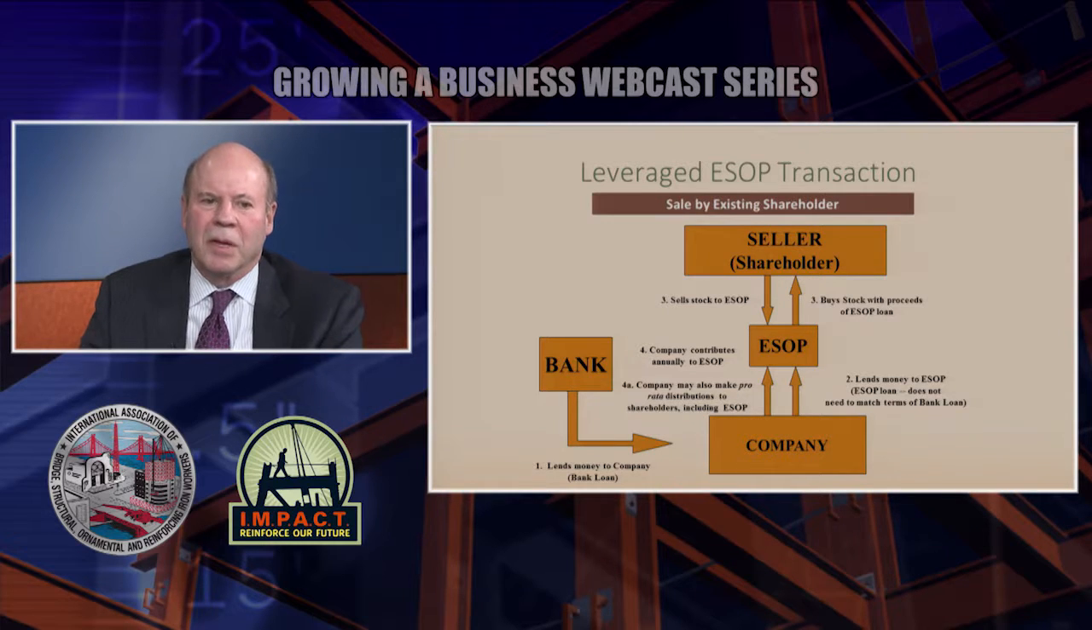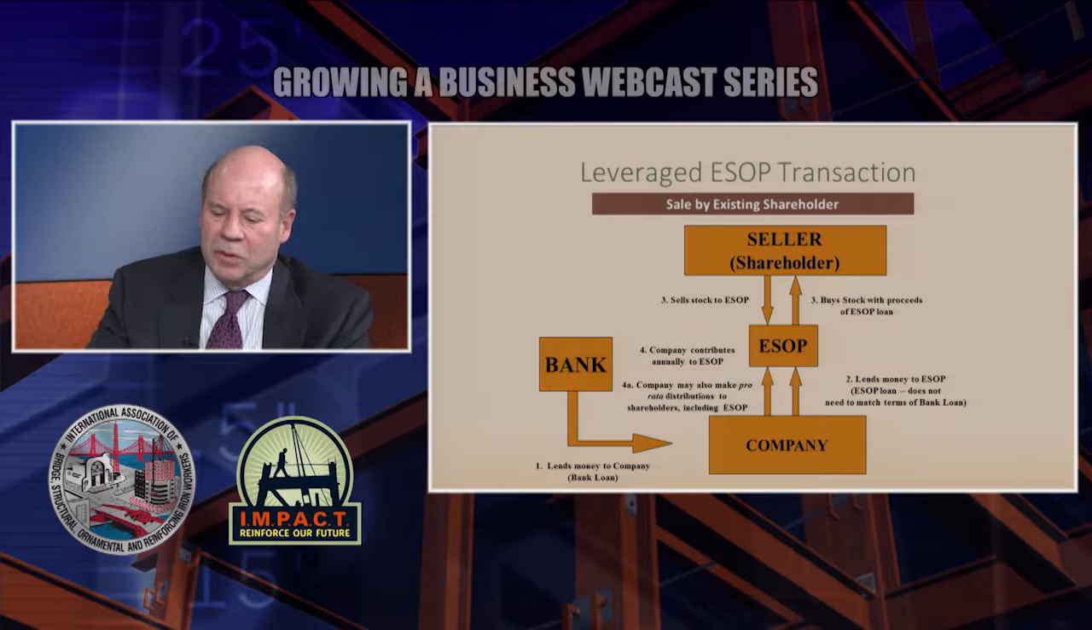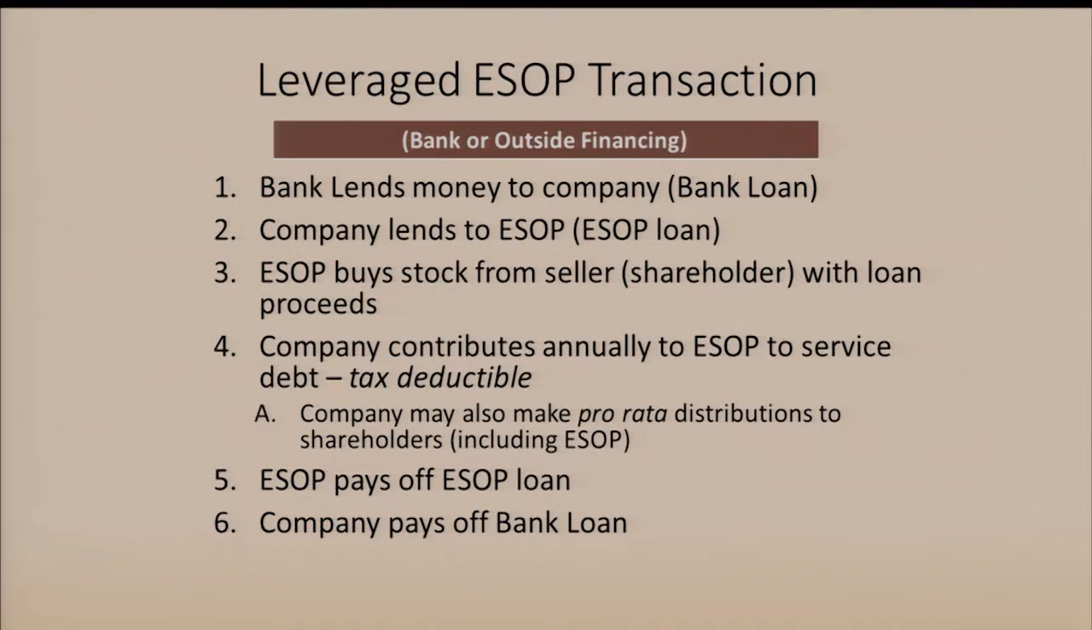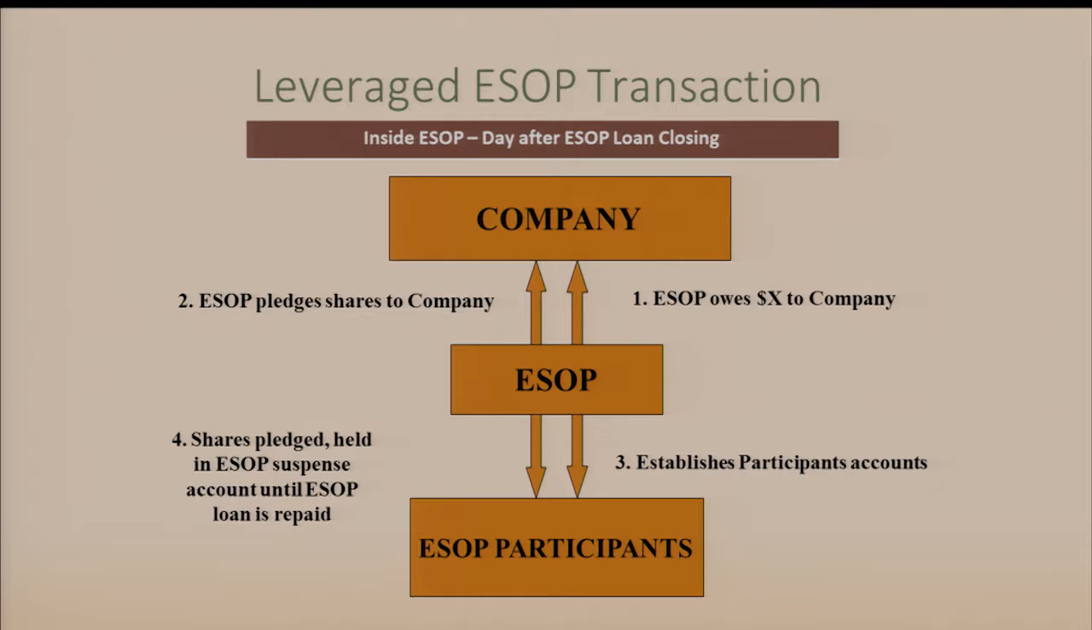Step number 4, in order to make the payments on the bank loan, the company contributes annually to the ESOP, and the ESOP makes payments back up to the company in order to service the debt. This is just a summation. You can go back to this later, but it's basically what I just said, and since we have a lot to go through here, I won't repeat it. What does the ESOP look like inside after the ESOP loan closing?